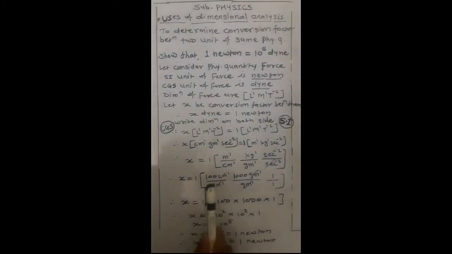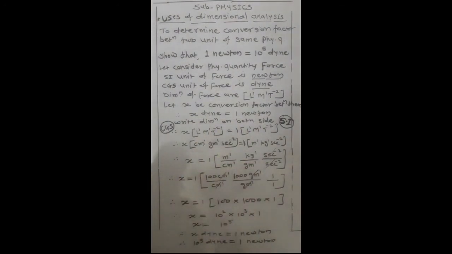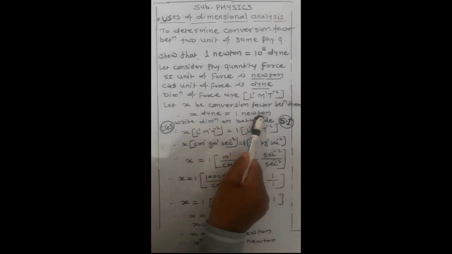Then, to find out this X, we can write the dimensions on both sides. This is very important. You also have to remember that X dyne, the left side, is for the CGS unit, and this is the Newton. Then we have to take the SI unit.